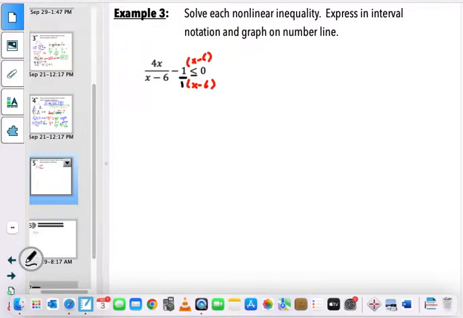So now let's put this together as one fraction here. But as I'm doing that, I'm going to bear in mind that I have to distribute that negative 1 through. So I end up here with 4x, minus 1 times x is a minus x, minus 1 times a minus 6 there is a plus 6, all over the common denominator of x minus 6 is less than or equal to 0. Combine my like terms up there in the numerator. 4x minus 1x there is 3x.